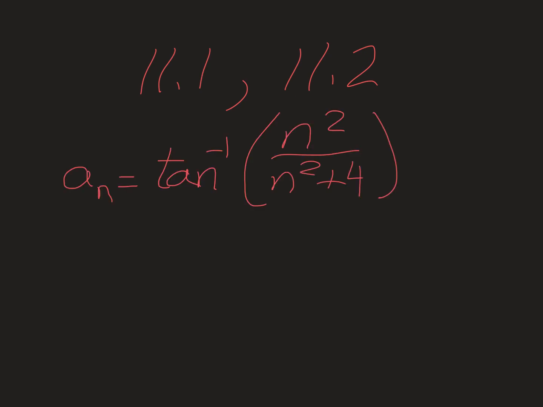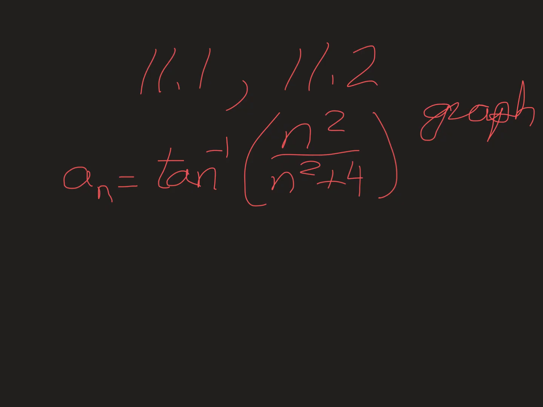So here's the first problem. This is number 59 in the text, and the directions want us to graph this sequence and then decide whether the sequence is convergent or divergent. If it's convergent, guess the value of the limit, and then they want us to prove our guess. All right? So let's do that right now.